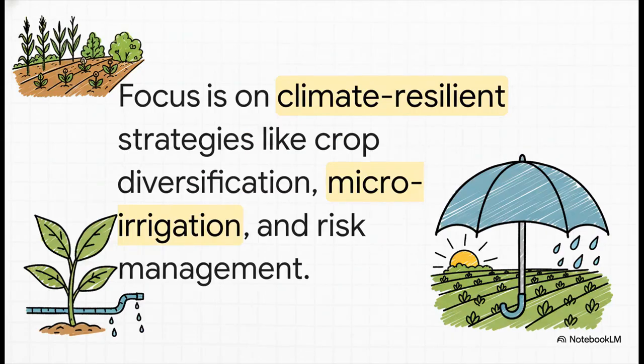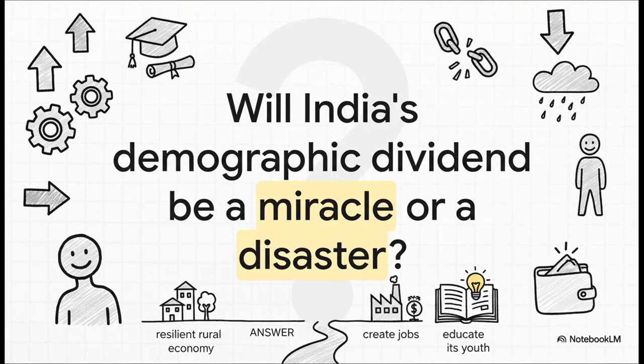And that leads us to this really critical shift that's happening in agriculture. The conversation is no longer just about how to grow more food. It's about how to build a resilient system that can withstand shocks. We're talking about climate-proofing our farms by using different crops, adopting water-saving tech like micro-irrigation, and just getting smarter about managing risks.